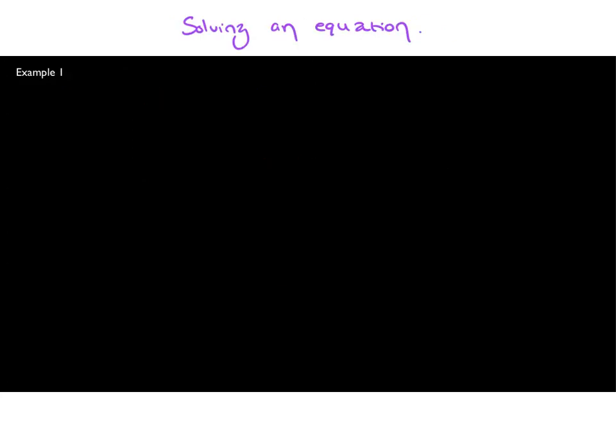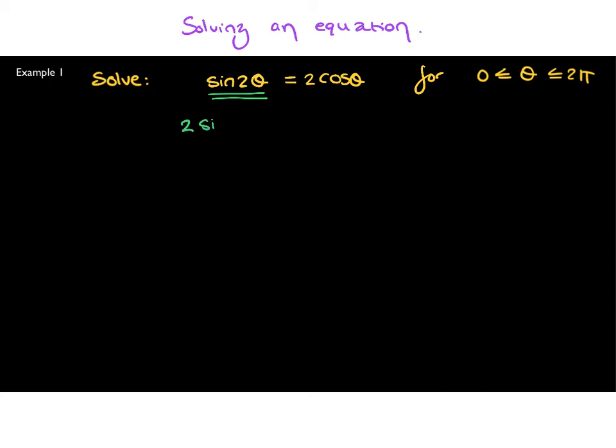So we're going to have a look at three examples where we make use of the double angle formulae. The first one involves solving a trigonometric equation. So we are going to solve the equation sine 2 theta equals 2 cos theta for theta between 0 and 2 pi. So as soon as we see sine 2 theta, we know we can make use of the identity 2 sine theta cos theta.